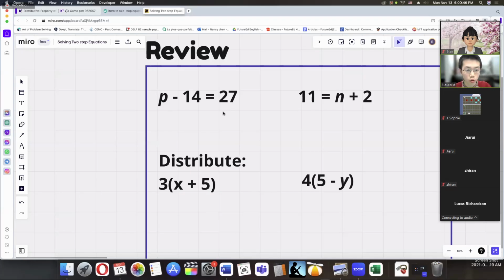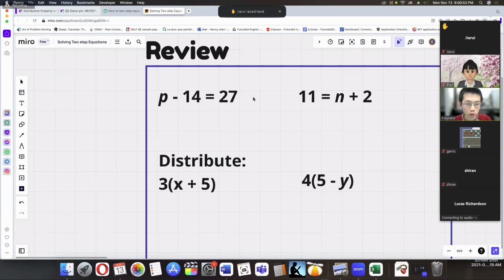Okay, so do I have any volunteers who'd like to solve the first equation, please? Garrus, would you like to try solving p minus 14 equals 27? So what would be our first step? Garrus? I think it's take the 14. Right, so we tackle negative 14.